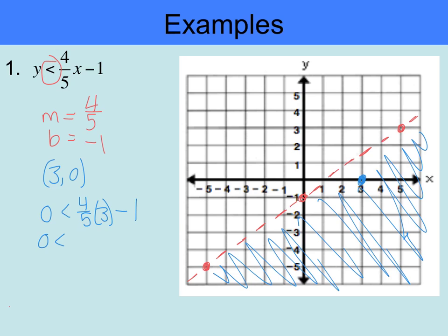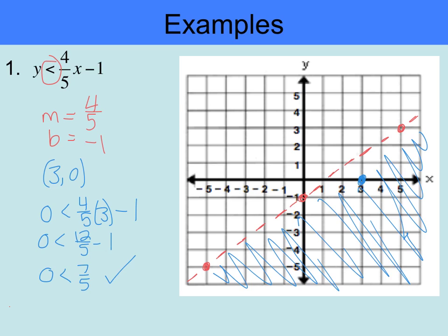So 4/5 times 3 is really 12/5. 12/5 minus 1 is like 12/5 minus 5/5, and that's 7/5. And I'm basically saying 0 is smaller than 7/5, and that's definitely a true statement. So you know that you should be shading down towards the right or below this line. If you pick something above the line, it should not work.